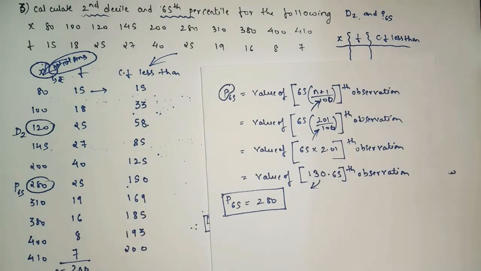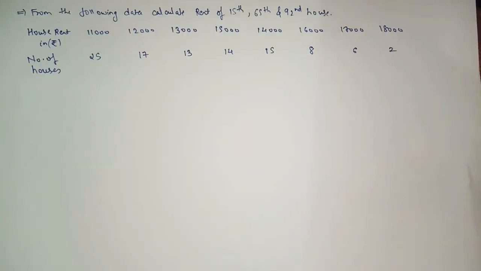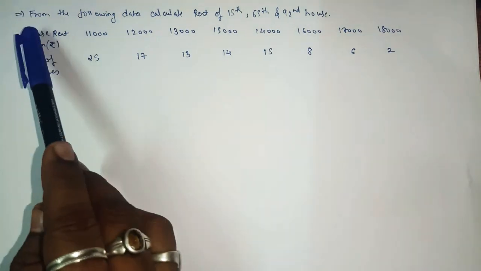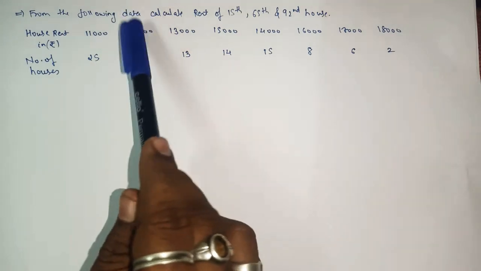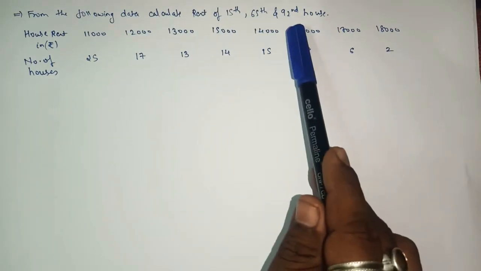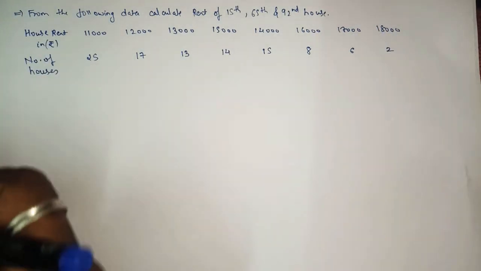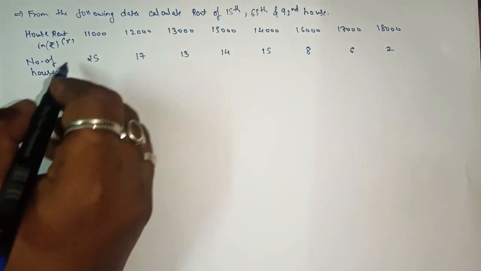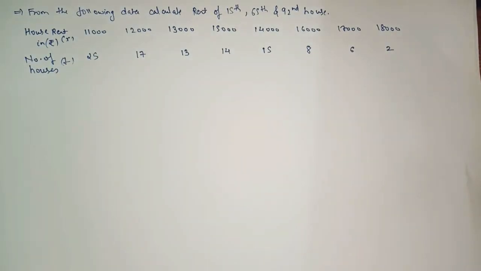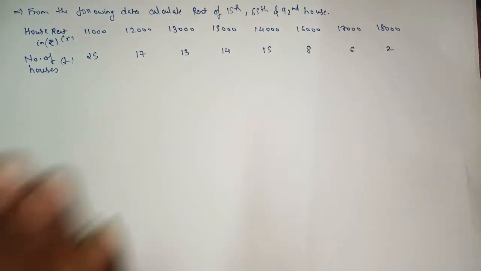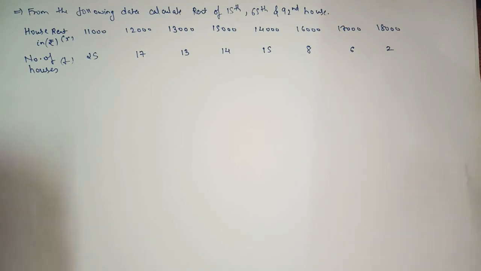So let's take one more sum based on the same type, that is type number 2. Here it is said: from the following data, calculate the rent of the 15th, 65th and 92nd house. House rent is your X part, and the number of houses is your frequency. But in this question it is not mentioned clearly what exactly we have to find, whether quartiles, percentiles or deciles.